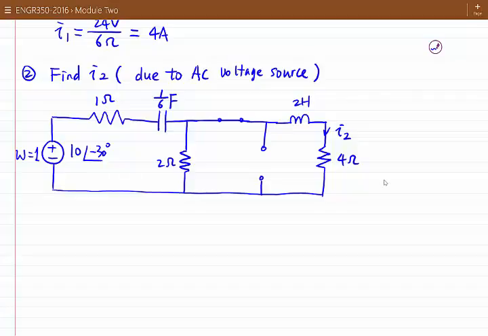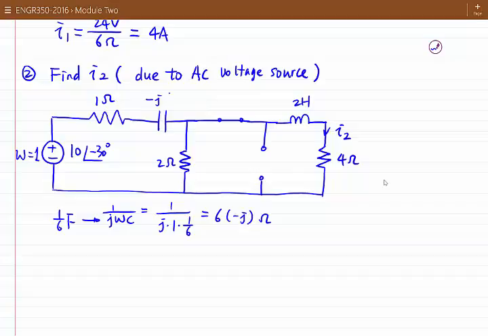So first, we have to convert the capacitor. We have to calculate the capacitor impedance. So 1/6 farad. So the corresponding impedance is 1/j omega c. So it is 1/j times omega is 1, c is 1/6. So we have 6 times minus j, because 1/j is minus j ohm. So the impedance of the capacitor is minus j6.